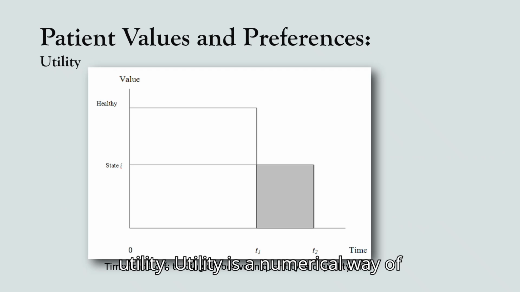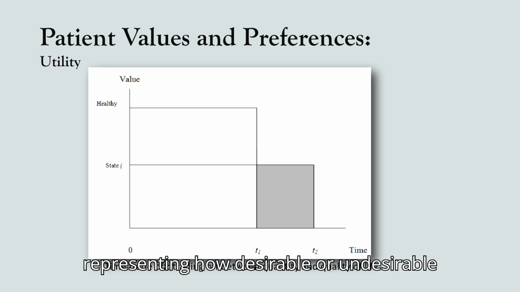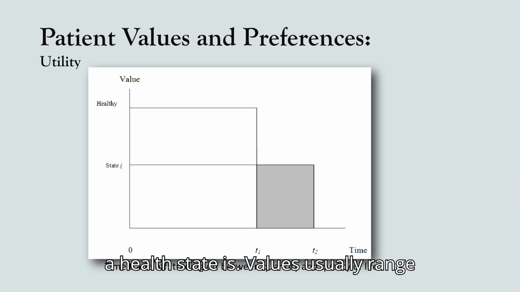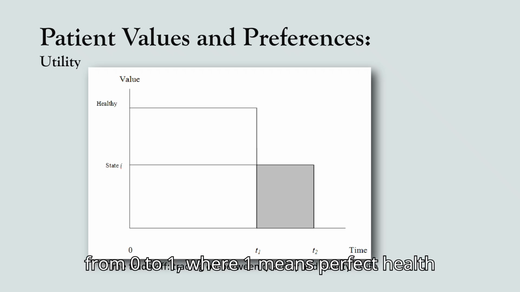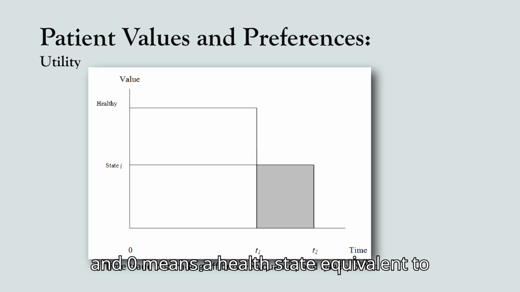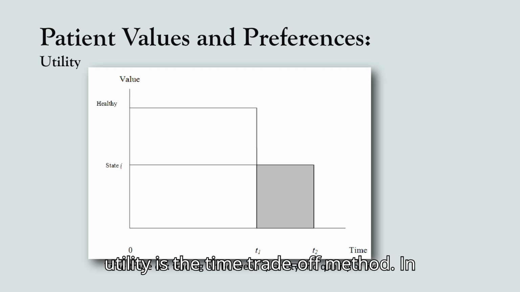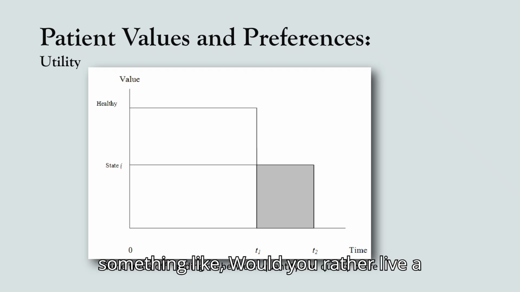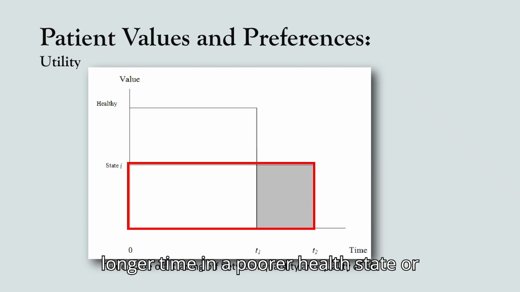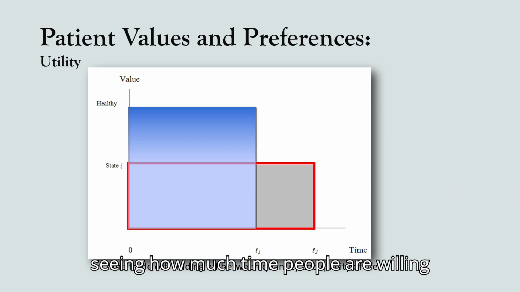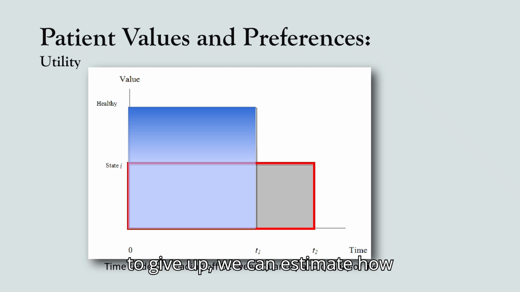Let's start with utility. Utility is a numerical way of representing how desirable or undesirable a health state is. Values usually range from 0 to 1, where 1 means perfect health and 0 means a health state equivalent to death. One common way to measure utility is the time trade-off method. In a time trade-off, people are asked something like, would you rather live a longer time in a poorer health state or a shorter time in perfect health? By seeing how much time people are willing to give up, we can estimate how they value different health states. This tells us how people balance quality of life against quantity of life.